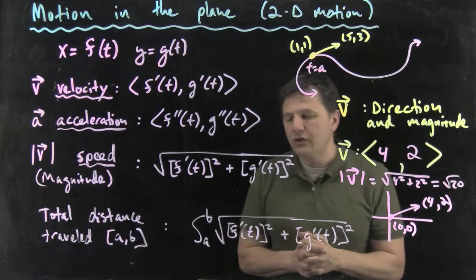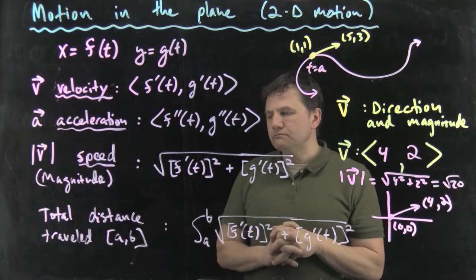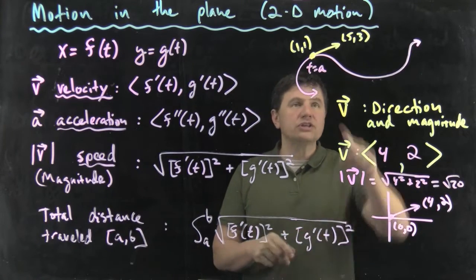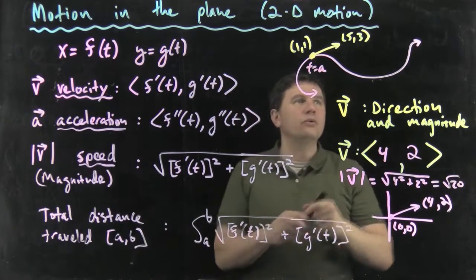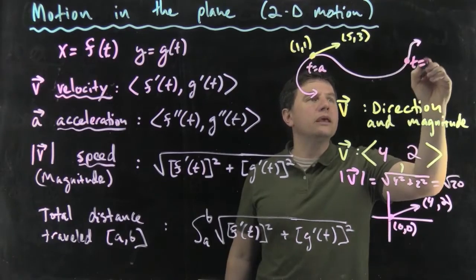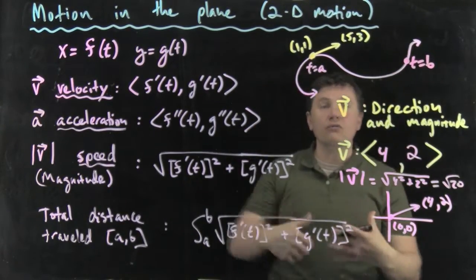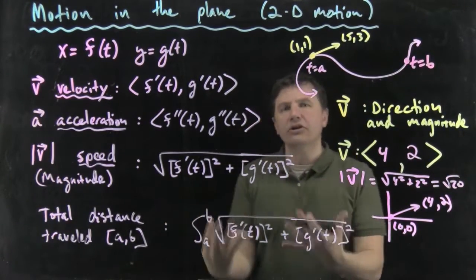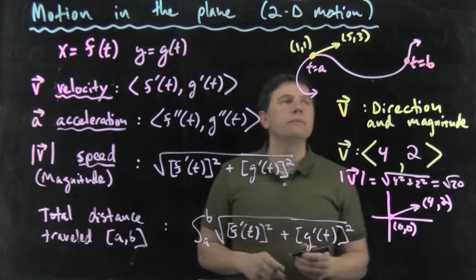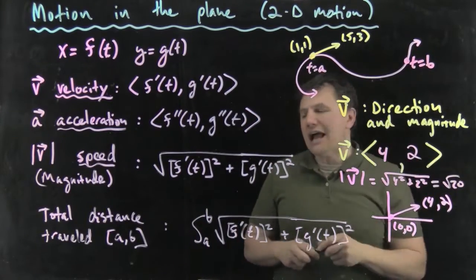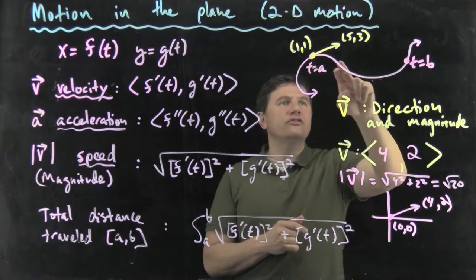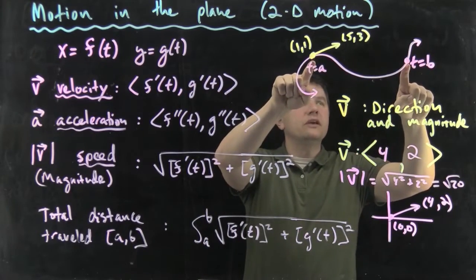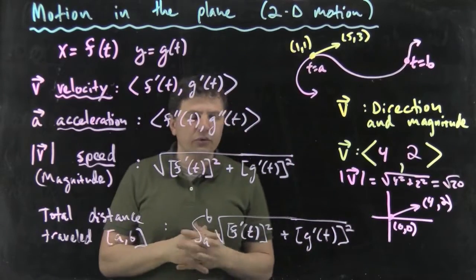Total distance traveled, we are really just finding the length of the curve. So let's say I want the total distance traveled from t equals a to t equals b here. We actually want the length of the curve. Once again, when we talk about parametric equations, when we talk about 2D motion, this is the path of the object. So to find the total distance traveled, it's just the length of the curve from t equals a to t equals b, and we did that when we were doing the parametrics.